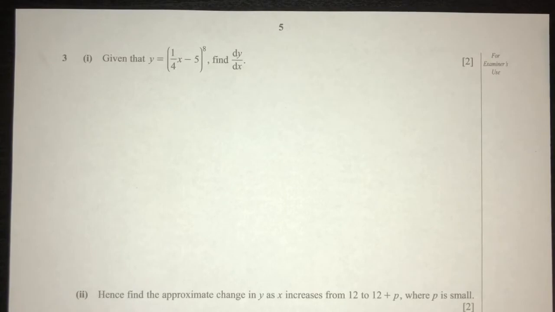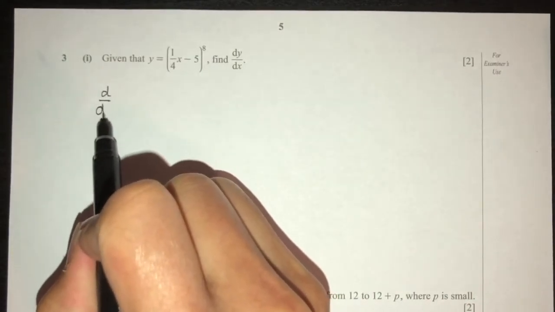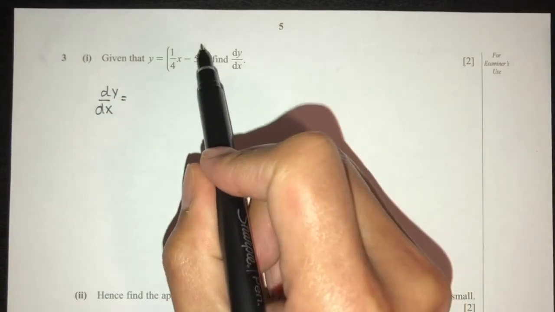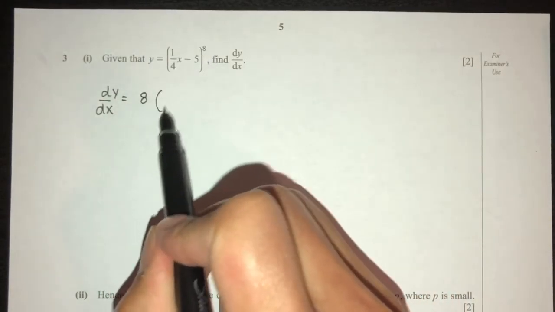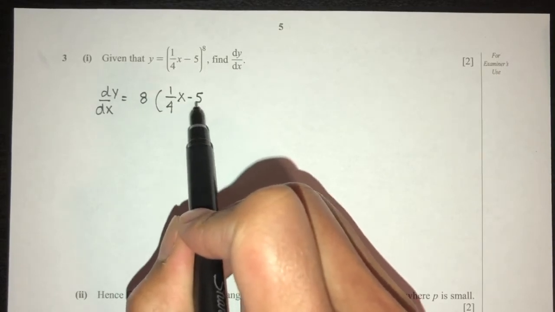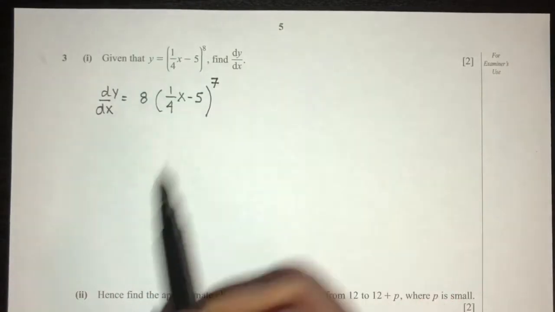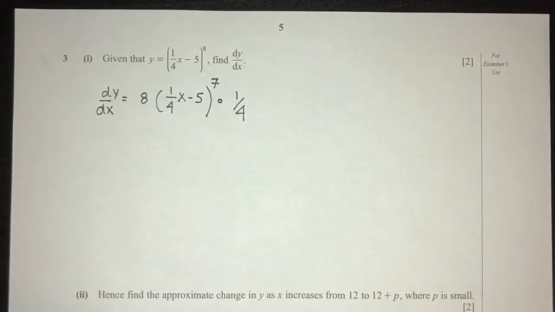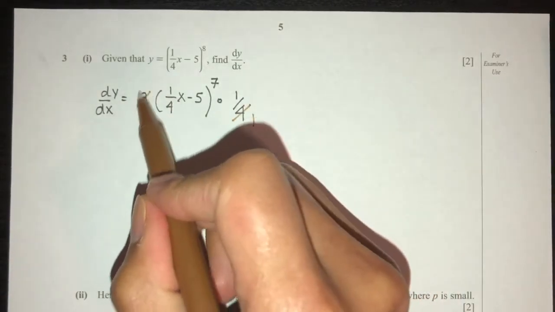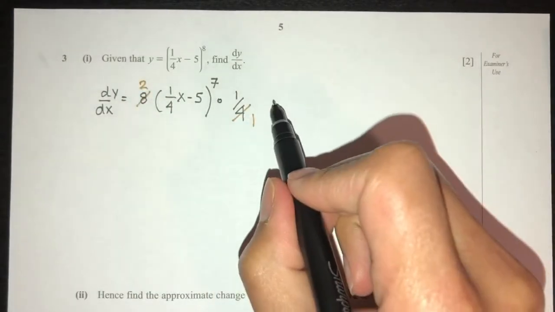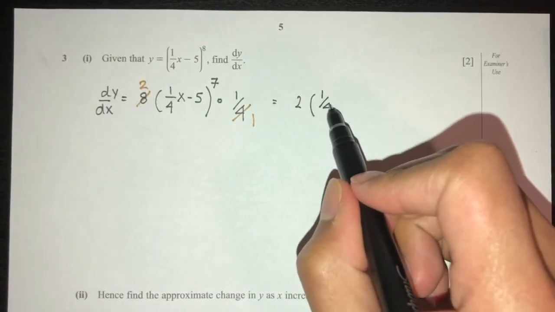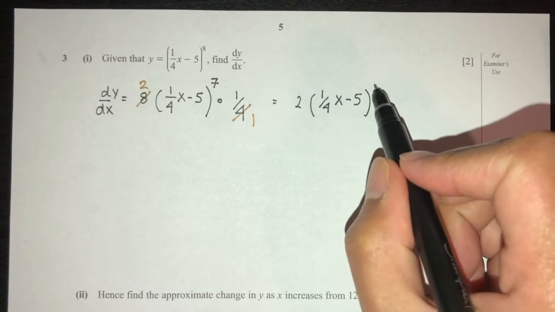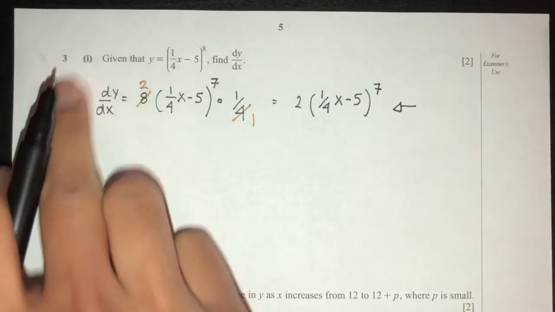So given that y is equal to this expression, find dy by dx. So always step by step. So dy by dx will be what? First thing, we have to multiply by the power. You will have 8 multiplied by this, and we have to minus 1, you will have 7, and then multiply by the differentiation of the inside, that will give you 1 over 4. Now we simplify, 4 will go away, that will be 2. So your answer will become 2 (1 over 4 x minus 5) power 7. And this is your answer for part 1.